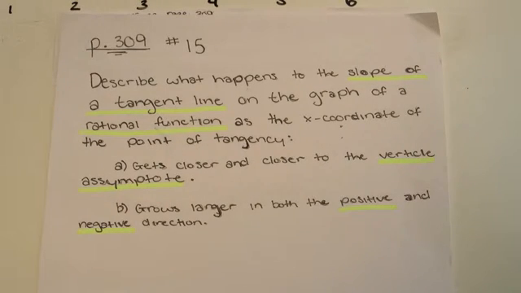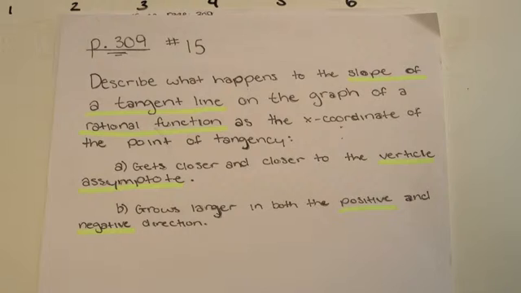Next, I've highlighted rational function because we will need to look at the properties of a rational function so we can graph it. Finally, I highlighted closer to the vertical asymptote and larger in both the negative and positive direction because these will be the changes applied to the x-coordinates of the point of tangency to see what happens to the slope of a tangent line on different areas of a rational function.